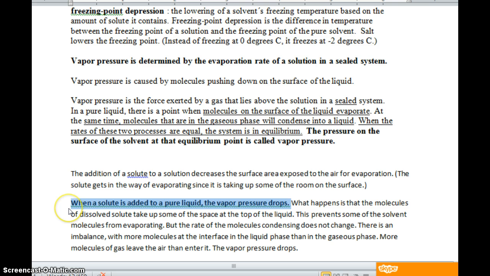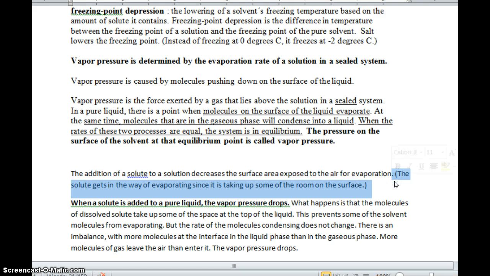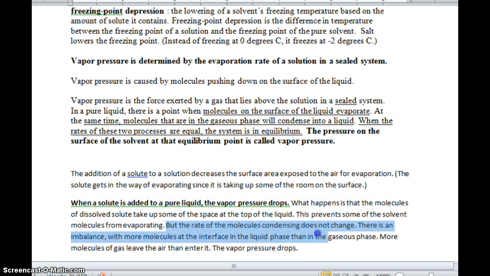So I bolded this sentence: when a solute is added to a pure liquid, the vapor pressure drops. I added the sentence, the solute gets in the way of evaporating since it is taking up some of the room on the surface. And then you can go through, and the other key point is the rate of molecules condensing does not change. So you have an imbalance, and that's going to cause your vapor pressure to drop.